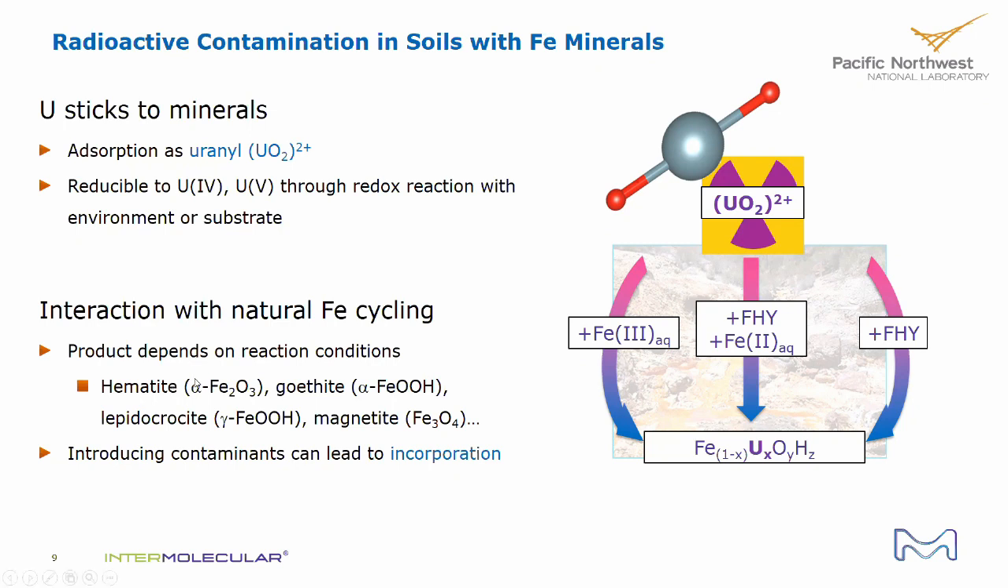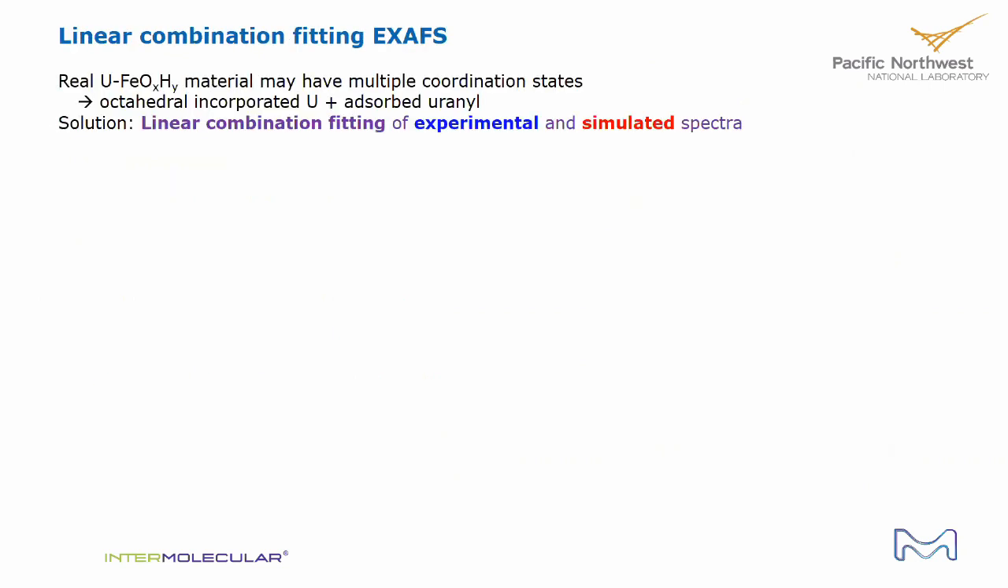The iron mineral chemistry is very rich. If we introduce contaminants into this constantly fluctuating system, then we can actually end up with incorporation of contaminants into the structure of these iron oxides and oxyhydroxides. So if we understand the coordination environment of uranium in reacted samples, we can predict its stability in these samples, and we can get some idea of how mobile or immobile the uranium may be.